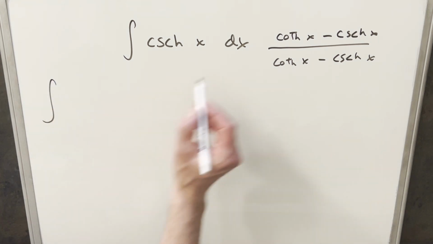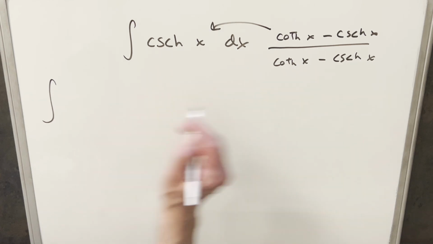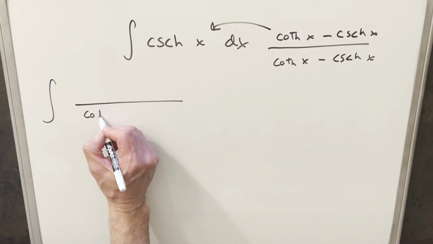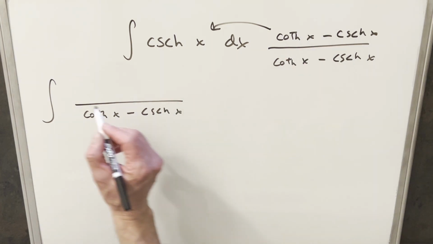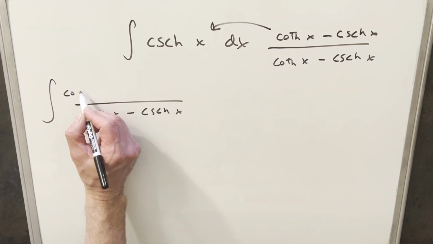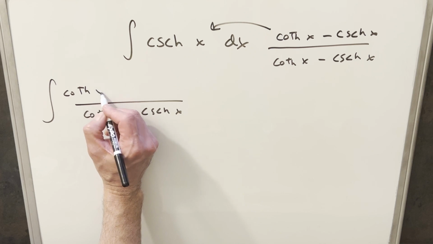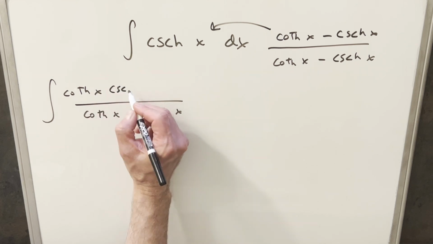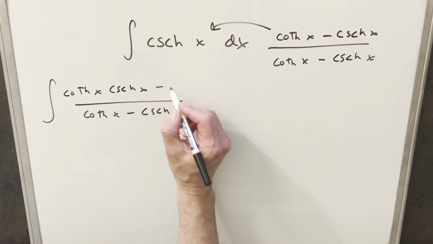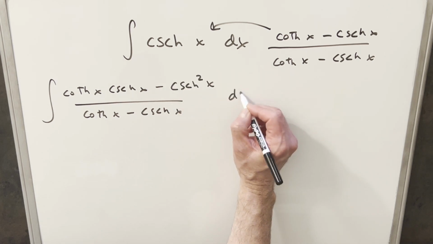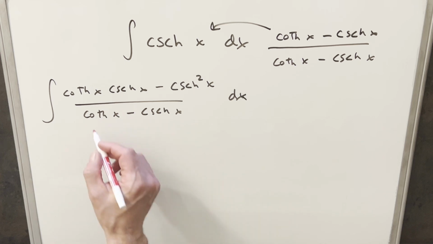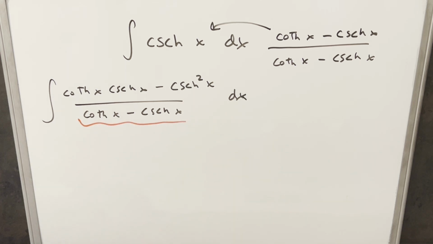So we'll just multiply everything out and distribute this in. Of course, the denominator is just going to be hyperbolic cotangent minus cosecant. And multiplying in the numerator, for the first term we're going to have hyperbolic cotangent times hyperbolic cosecant, and for the second piece, hyperbolic cosecant squared of x dx. Now I want to do a u substitution, making my u the whole denominator.